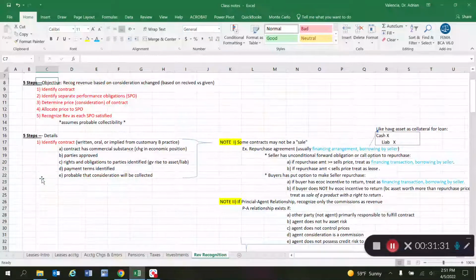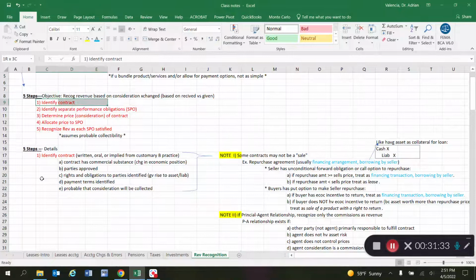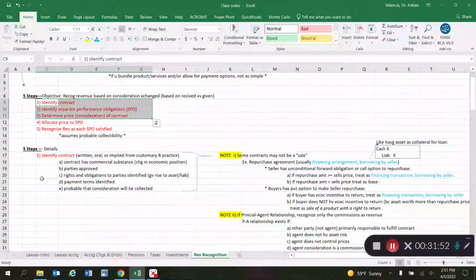So far we've talked about the importance of identifying that contract, whether that contract is written or oral or implied, being able to identify if there are separate performance obligations or if it's just a single performance obligation, and the issues to consider with respect to the price of the contract. So now let's talk about allocating the price to each separate performance obligation. That's number 4.